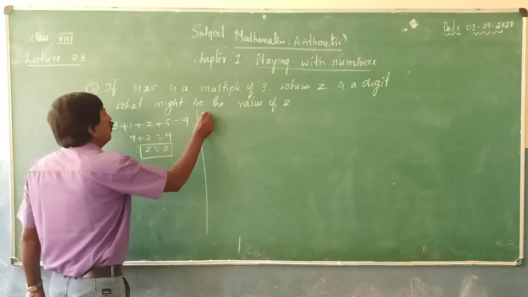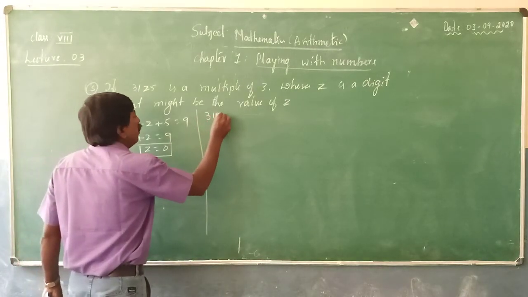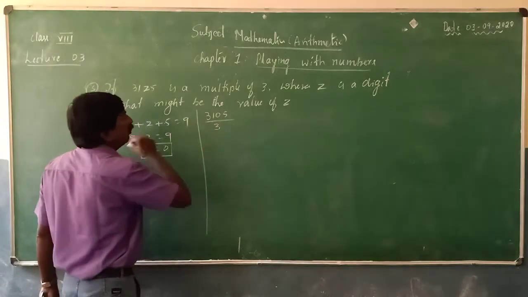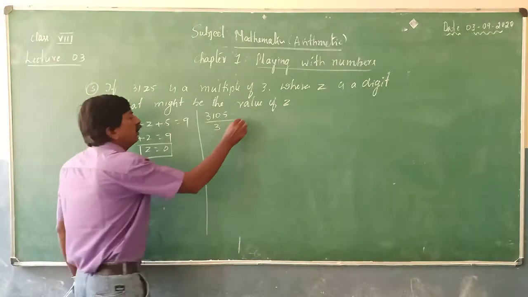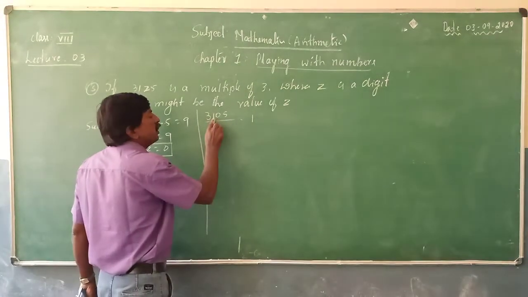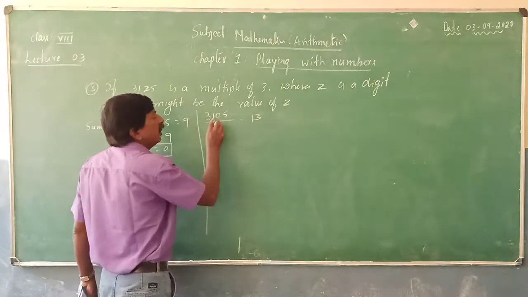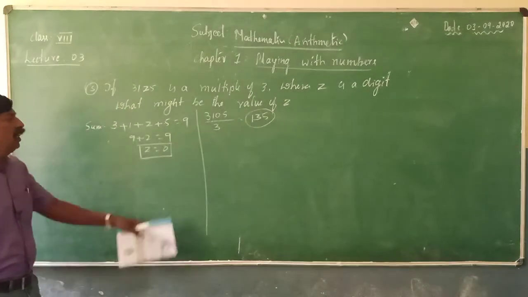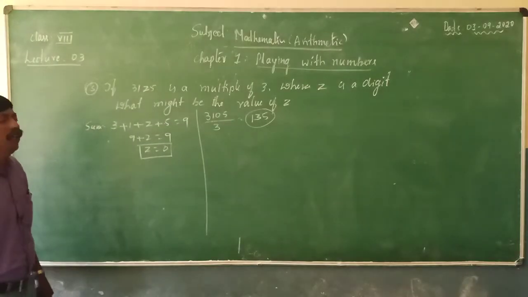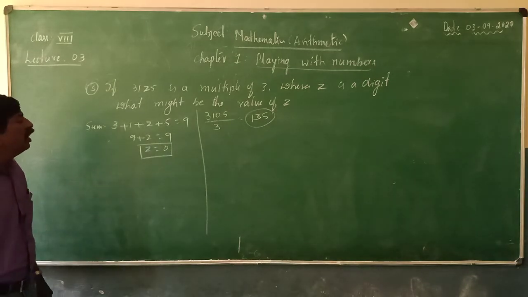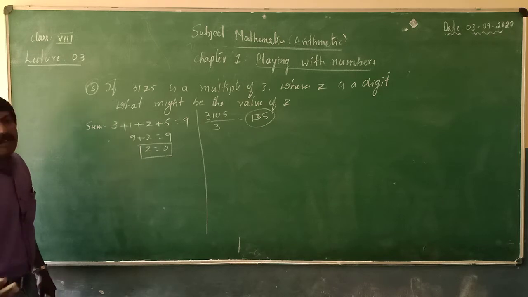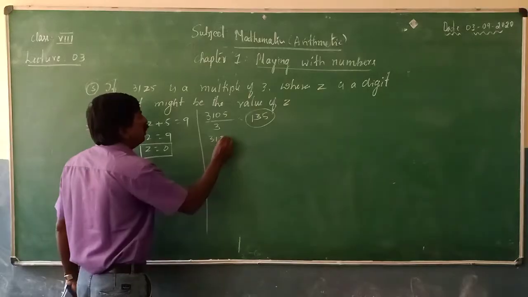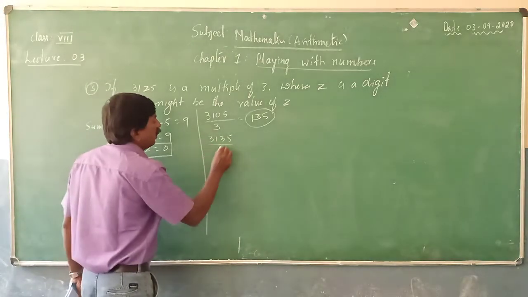Okay, now 3105 divided by 3. Yes, divisible by 3. 3 1s are 3, 10, 3 3s are 9, 3 5s are 15. So 3105 divided by 3 you will get 1035. It means it will divide exactly. Suppose the next number, so 0, next number is 3, next number is 6, multiples of 3.